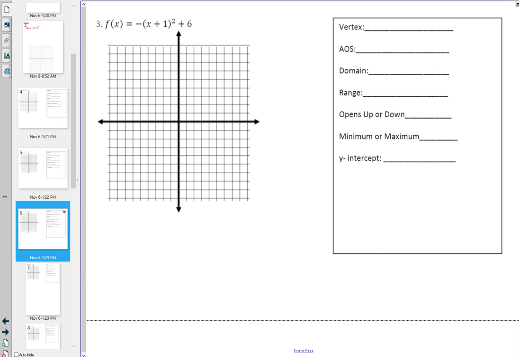I believe this is the first one that we did not go over yesterday. Go ahead and find it in the packet. That one we did do? No. Negative x plus... What was the name of the packet? Vertex form.